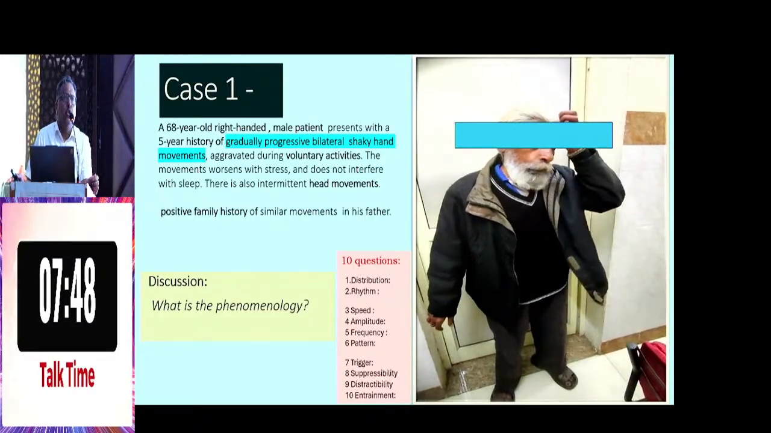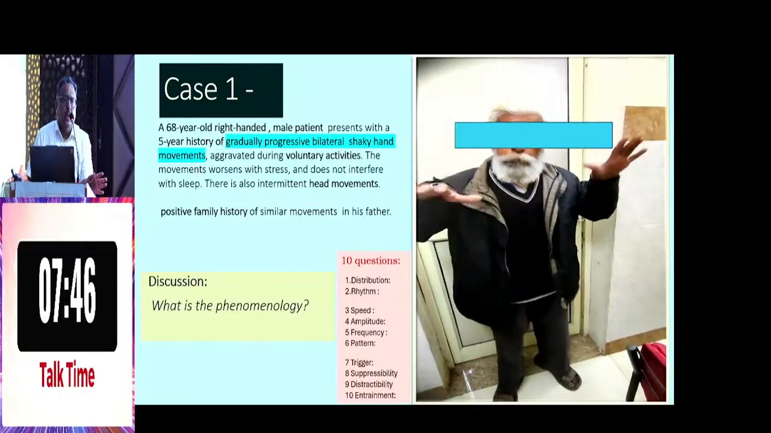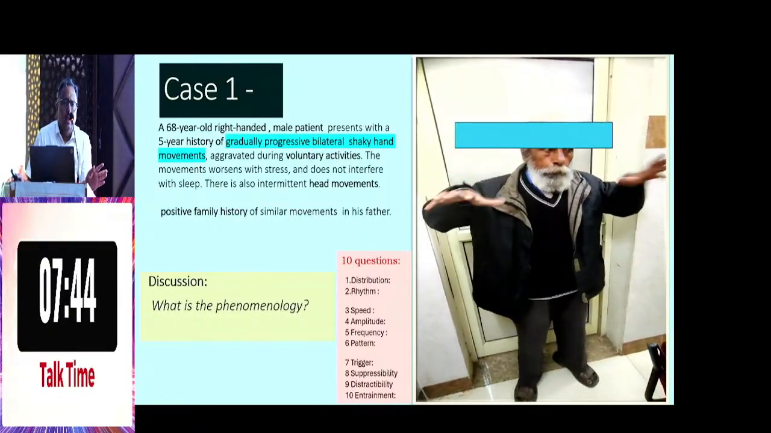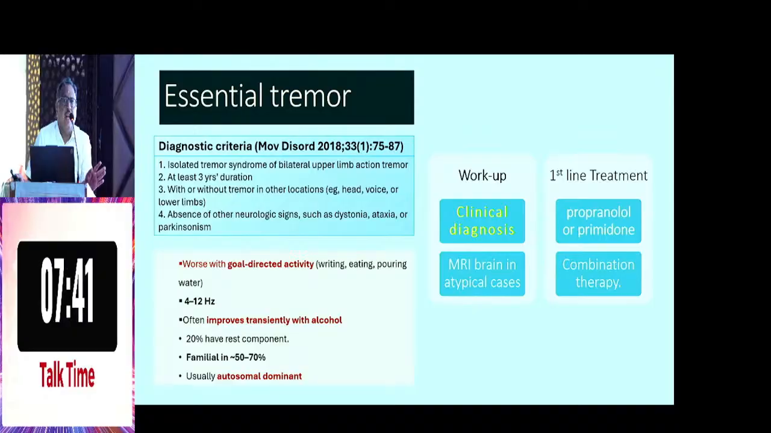So the most common clinical disorder in the neurology clinic is tremor. So tremor is essential tremor. There are three types of tremor. One is essential tremor, second is Parkinson rest tremor, and third is cerebellar tremor. Most common is essential tremor, after that Parkinson tremor, third one is cerebellar tremor.